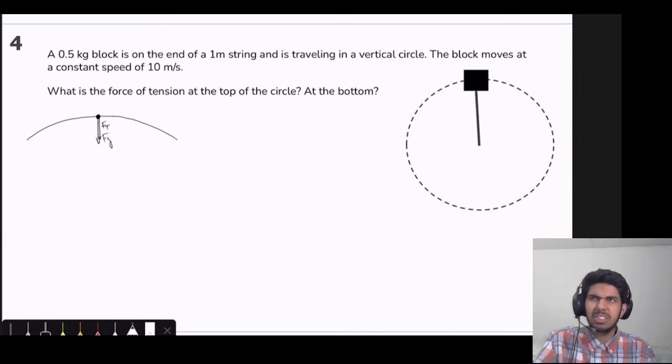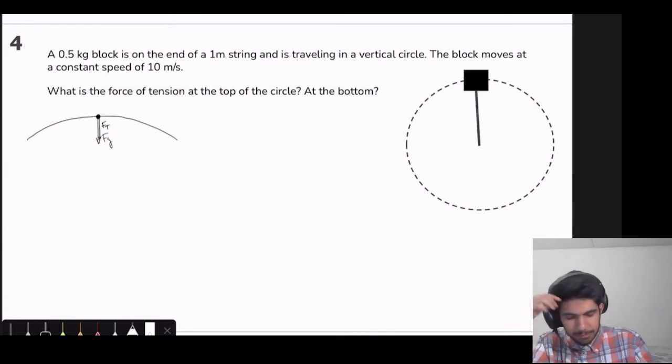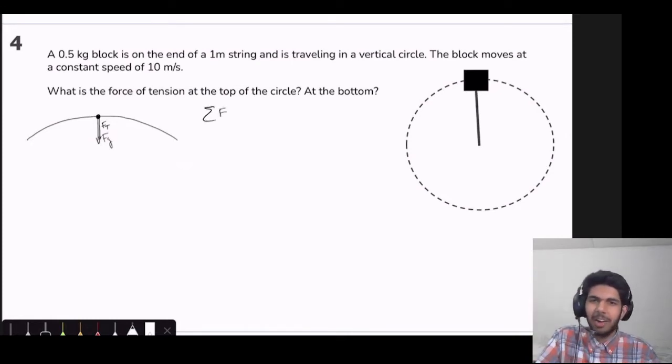Is there anything else? Normal force? No, because it's not on a surface. Friction? Nah, it's just on a string. And anything else? No. So those are our two forces. And okay, well, let's just sum the forces. So we sum the forces, but what's the direction?